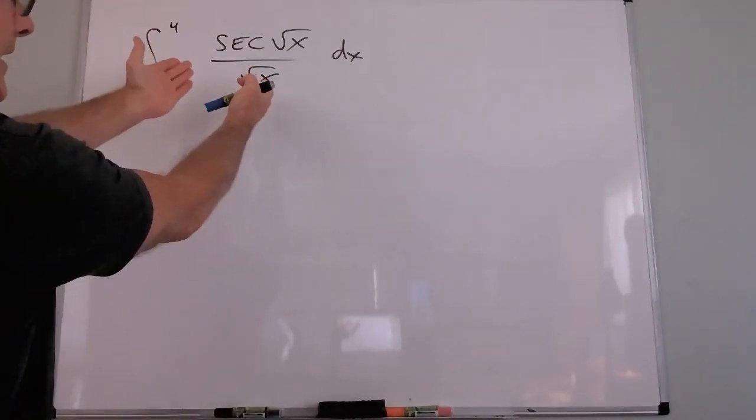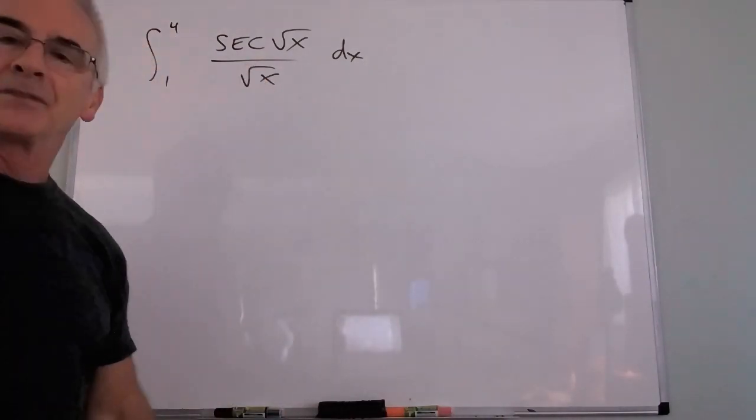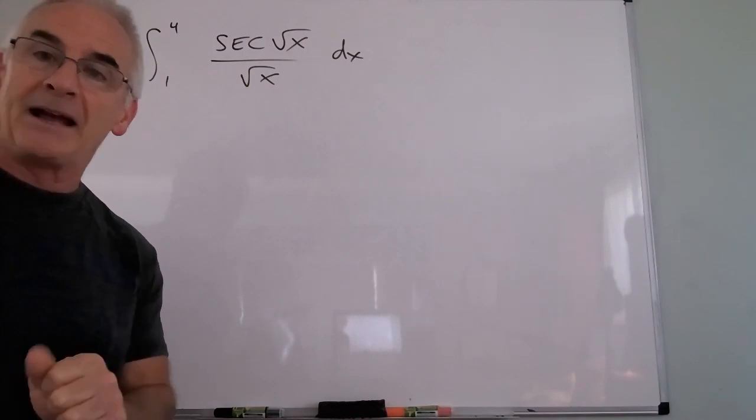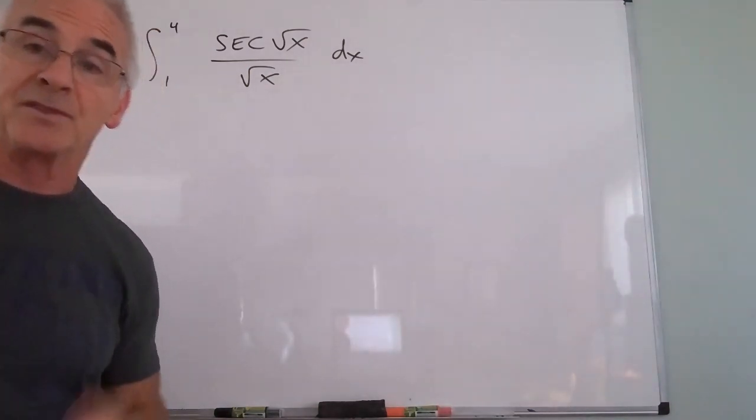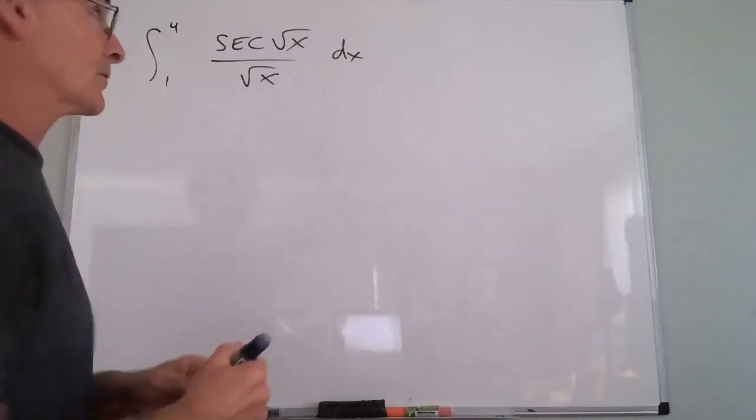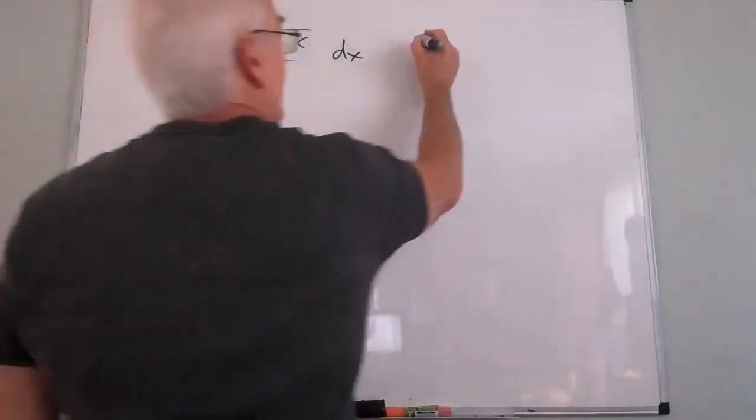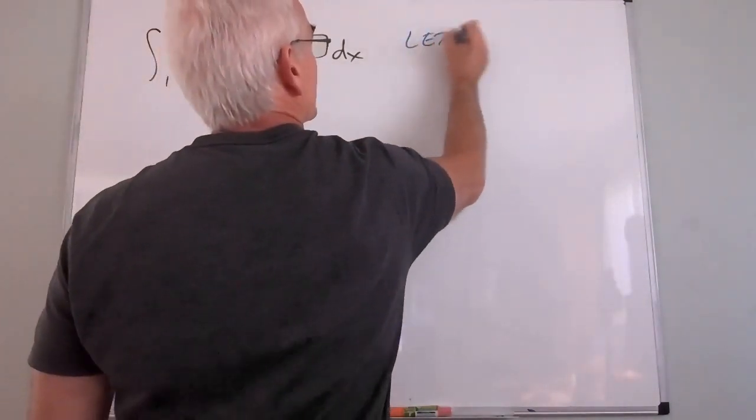This looks icky. I want to write an integral that looks easy, but the integral has to have the same numerical value. So that's why I have to also deal with the limits of integration. Now, anybody want to help me out here? What should my substitution be?